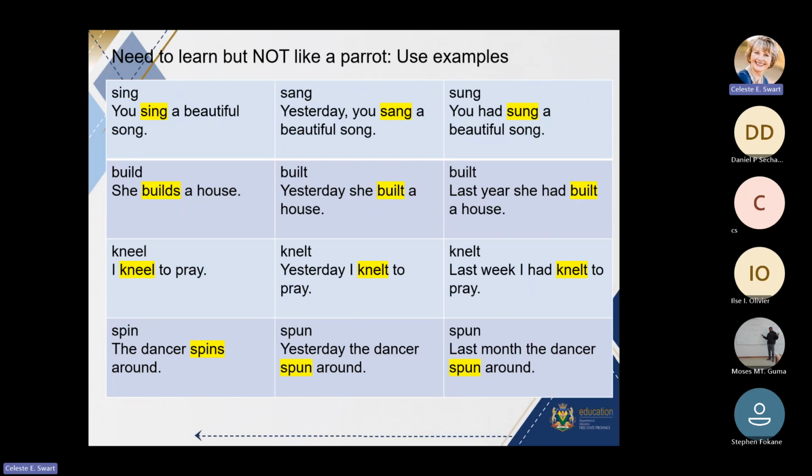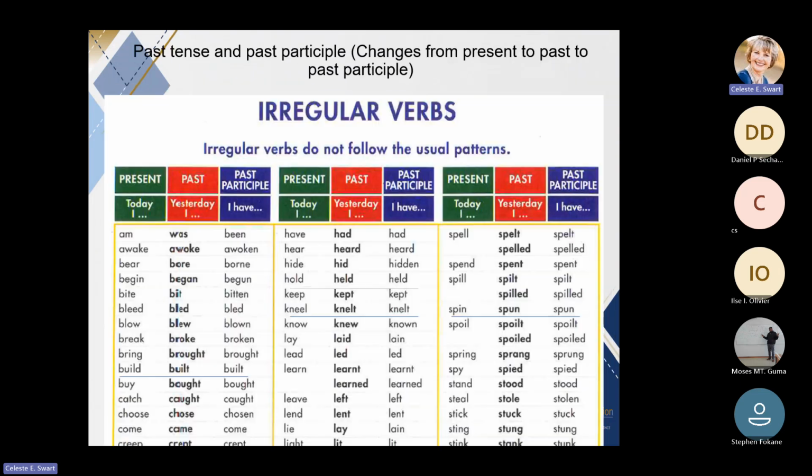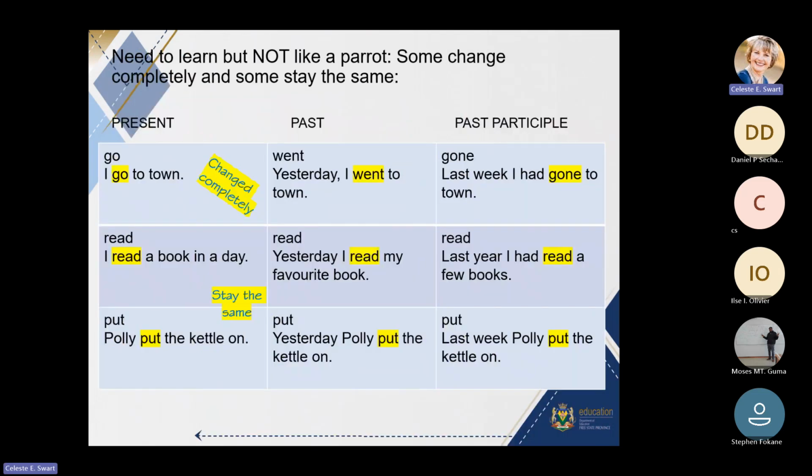Let's look at things like build becomes built, kneel becomes knelt, and spin becomes spun. So we have all these changes that happen, but you need to practice and you need to use them. It doesn't just help you to look at this list. Take this list and make up sentences that make sense with what you want to say so that you use it in the present, in the past, and as a past participle. Now, here we have some that change completely, like go, went, and gone. I go to town. Yesterday, I went to town, and last week, I had gone to town.